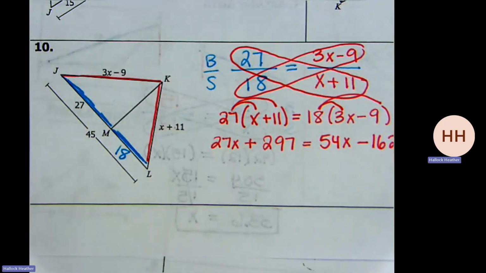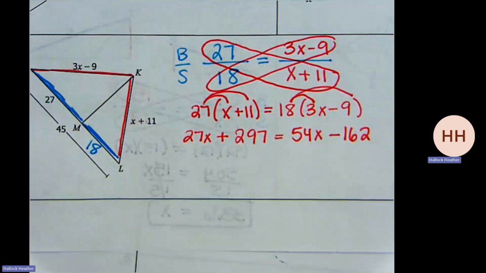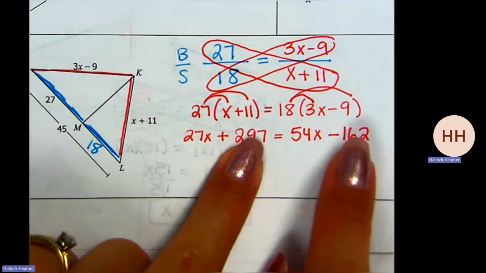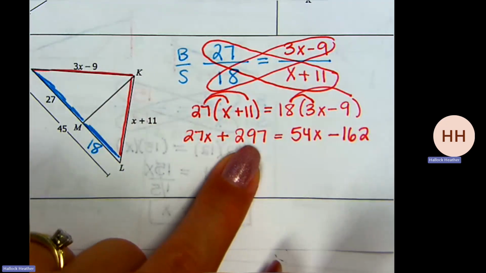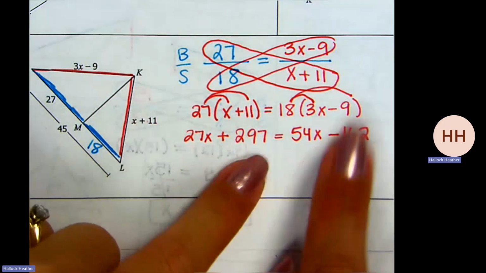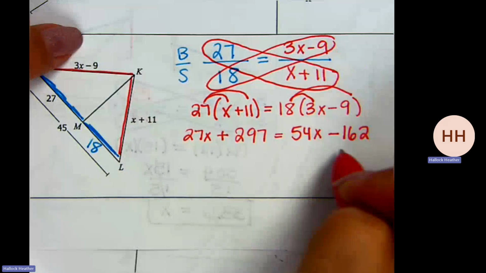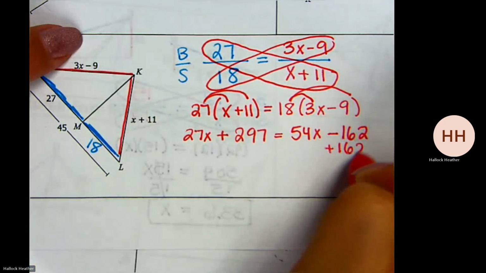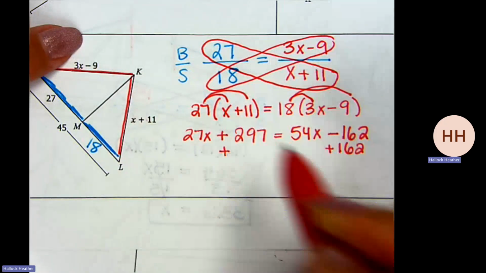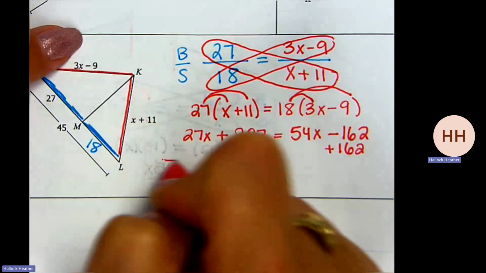And at this point, you can solve this technically 4 different ways and get the same answer. To start, I like to move the numbers first. So you can either minus 297 to both sides, or you can add 162 to both sides. Literally does not matter. You're going to get the same answer. Okay. So let's add just to get rid of the negative. So I'm going to add 162 to both sides. If you subtract 297 to both sides, you're going to get the same exact answer.